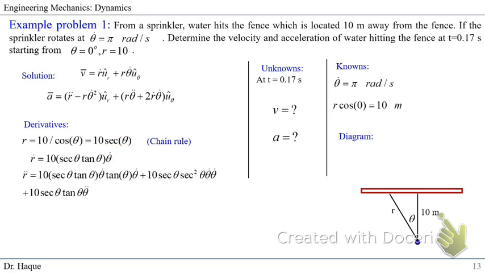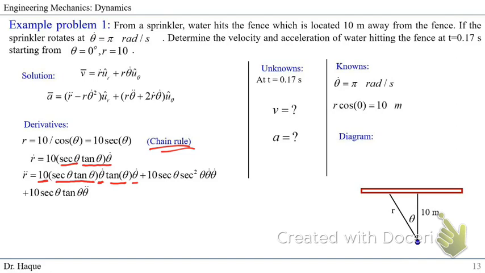Now let's find r double dot, which is a little bit more complex. I'm going to show how to get there. We again apply the chain rule to find r double dot. The 10 is constant, so it remains the same. For sec theta, we get the derivative sec theta tan theta, and since theta is not t, the derivative with respect to t is not the same, so we get theta dot, and tan theta, and theta dot remains the same as in the first term.